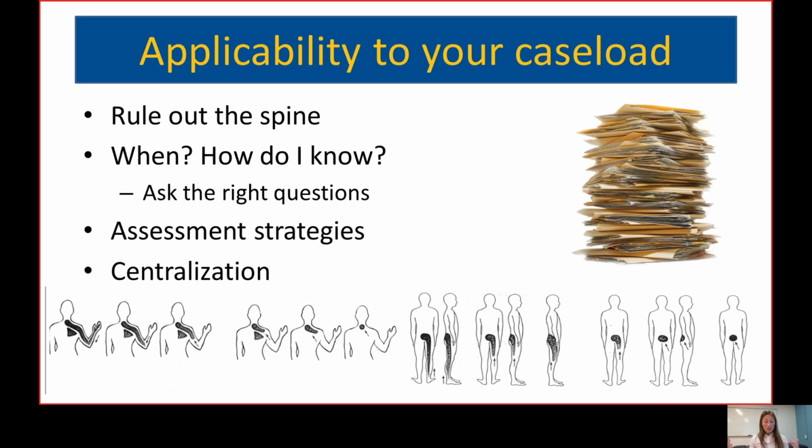So again, when do you do it? Think about your odds. I have a 47% chance of it being of spinal origin in the shoulder. Even in the knee, it's only a 25% chance. Those are still odds I'm not willing to gamble on. I think it's still worth examination in my practice. Again, how do I know? We have to ask the questions.